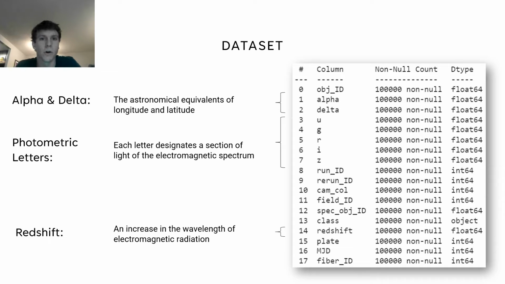I'll quickly take us through our EDA process, and starting with our dataset, we have this star classification dataset here, and through our analysis, we've identified that the important features here are the alpha and delta, which are basically longitude and latitude, the photometric letters, UGRIZ, and each letter here designates a section of light of the electromagnetic spectrum, as well as redshift. Basically anything related to an ID column is dropped to prevent overfitting, but this is the dataset we'll use in the analysis.